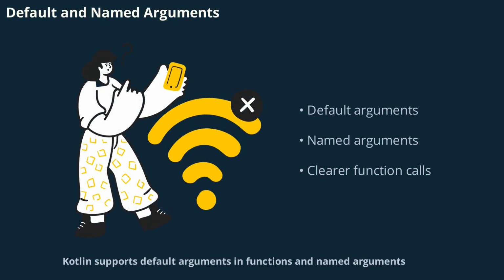Kotlin supports default arguments in functions and named arguments, making function calls clearer and more flexible. This feature enhances code readability and reduces errors, especially in complex functions. Java lacks this capability, requiring developers to use overloaded methods or manual parameter management.